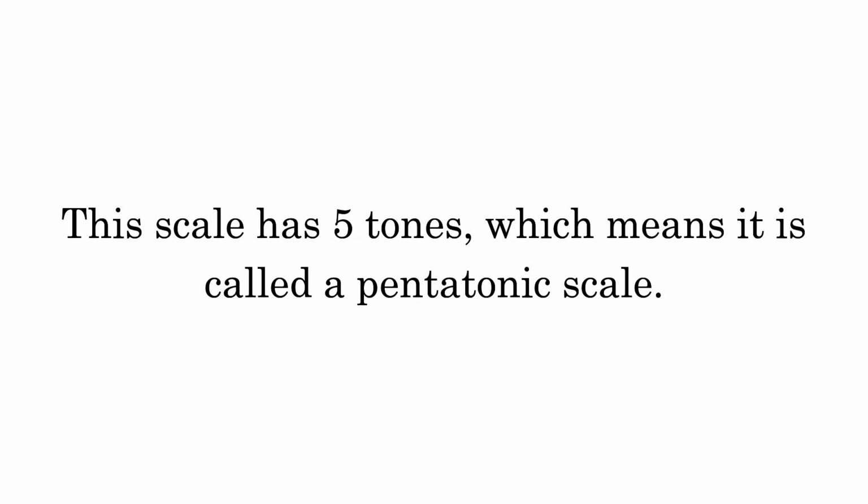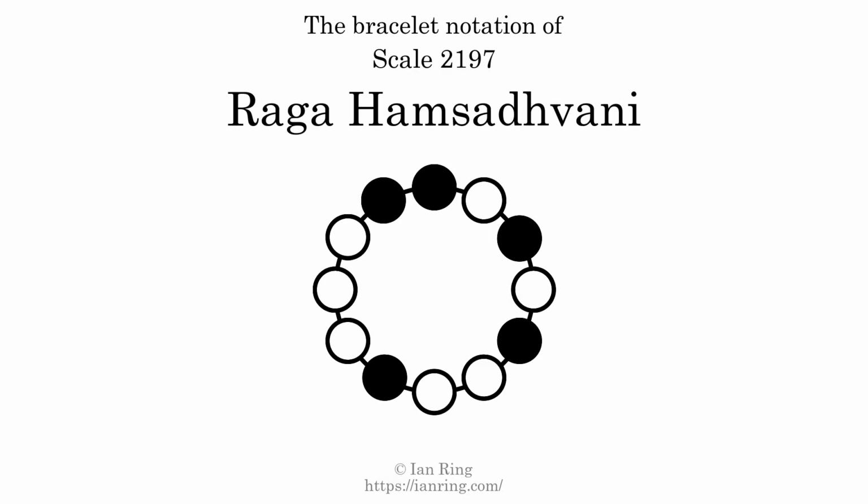This scale has 5 tones, which means it is called a pentatonic scale. This is a bracelet notation diagram of scale 2197. The shaded circles represent tones that appear in the scale, and they are read clockwise, starting at the top.